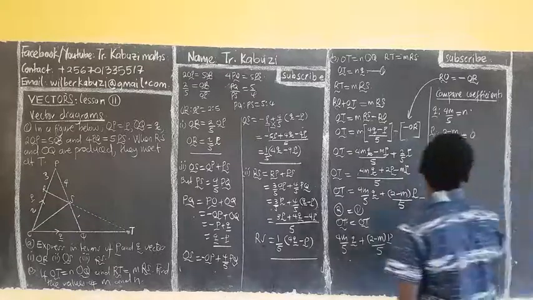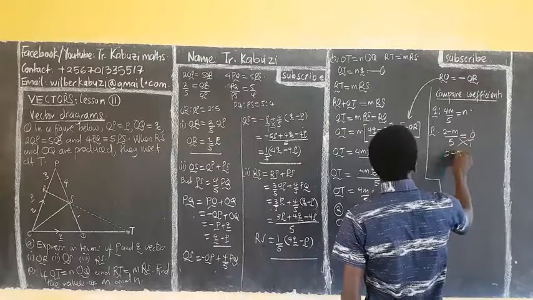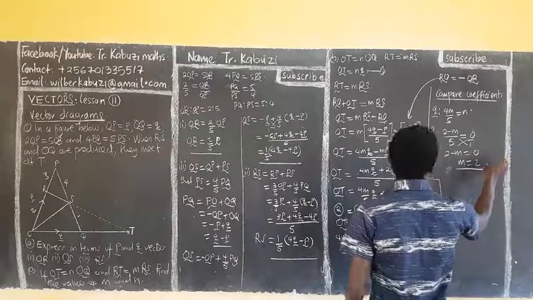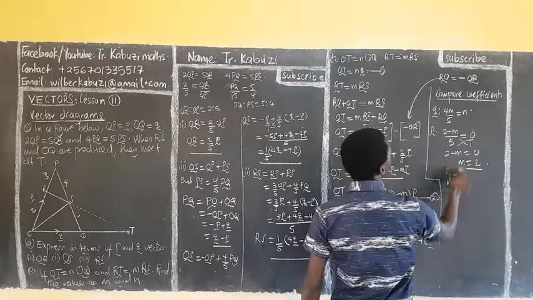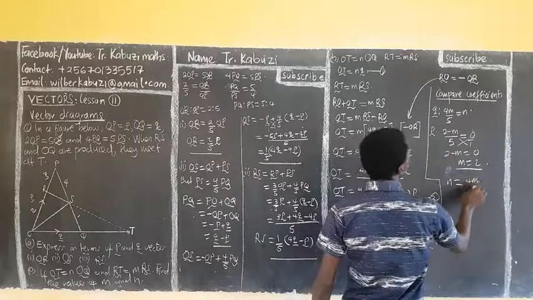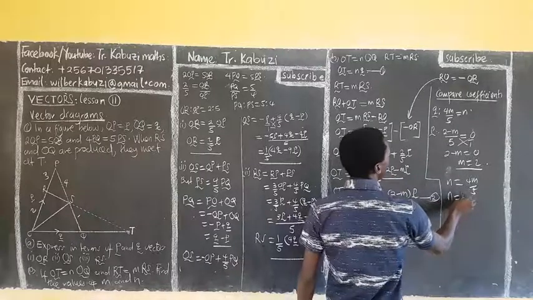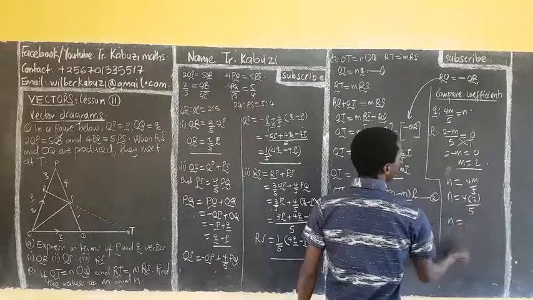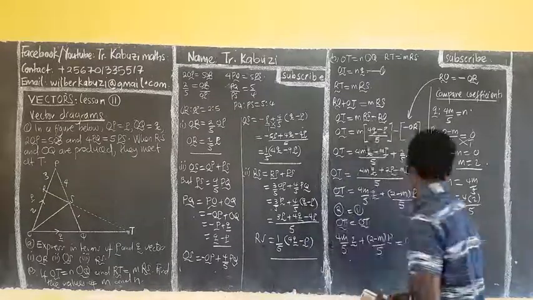If you cross multiply here, I have 2 minus M equal to 0, so my M is 2. So if my M is 2, come and put it here. I know that my N from here is 4M over 5. Now this will be 4 into 2 over 5, and so my N is going to be 8 over 5. So those are the values of M and N.